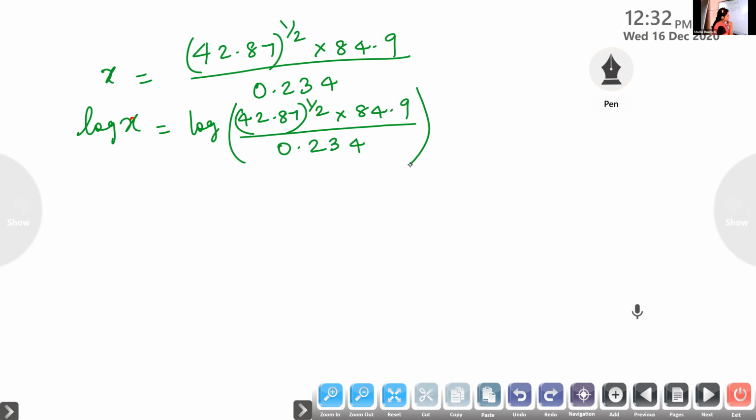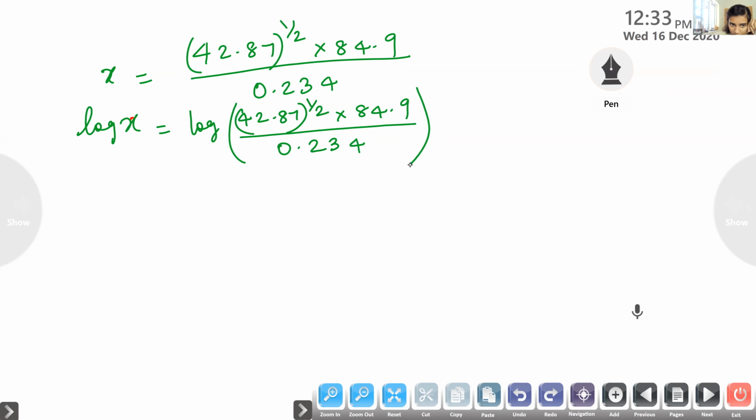Okay, first what we are doing here, we want to evaluate this value. This value we are naming as x. The next step, we are taking log on both the sides. Log x is equal to log of this full value. Is it okay? Up to this only we did.